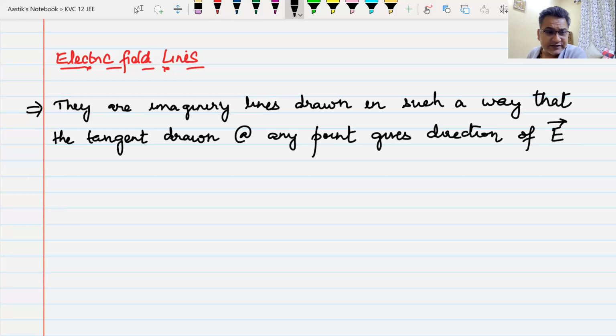These are imaginary lines drawn in such a way that the tangent drawn at any point gives us the direction of the electric field. Remember, they are imaginary lines. They just exist in our imagination. Do we understand this?